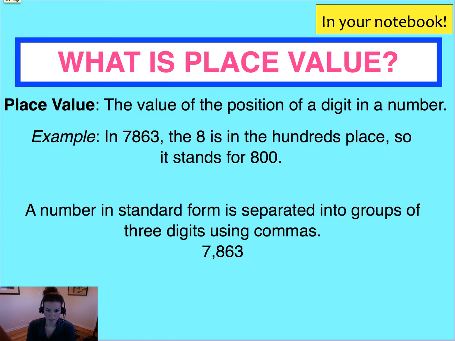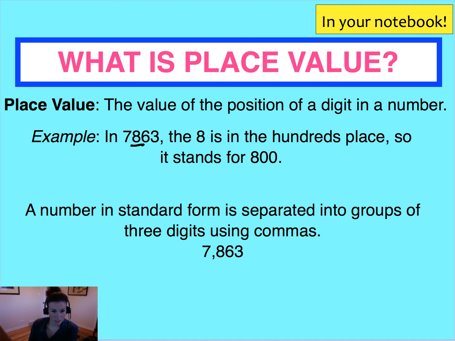First of all, what is place value? Place value is the value of the position of a digit in a number. So for example, in the number 7,863, the 8 is in the hundreds place. So in this case, the 8 stands for 800.